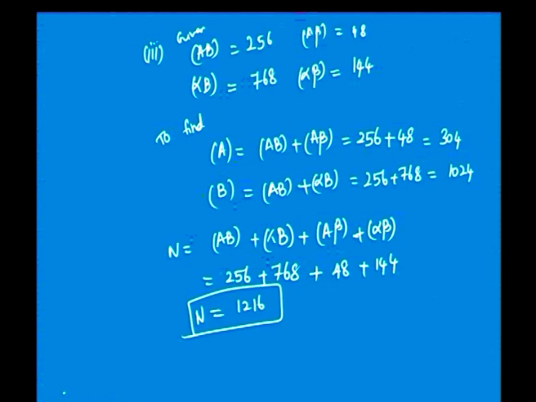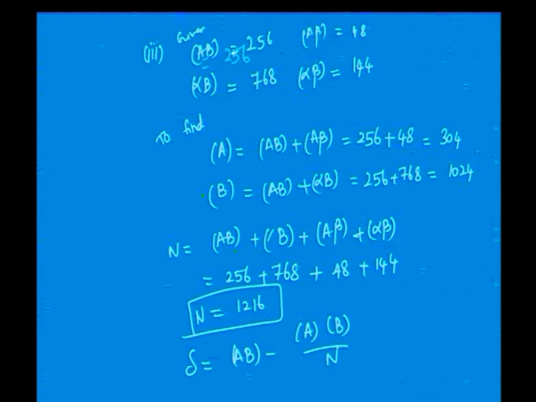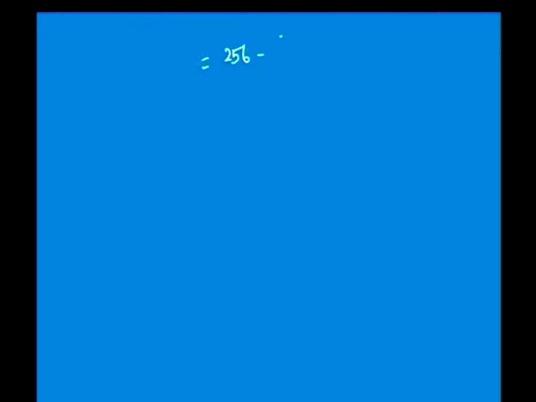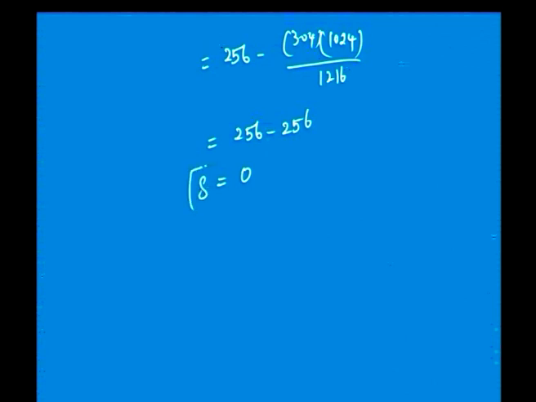Now, using all these values, we will use them in the formula for delta. Delta is equal to AB minus A into B by n. AB value is 256 minus A value is 304 into B value is 1024 by 1216. It is 256 minus 256, this is equal to 0. So, delta is equal to 0 implies A and B are independent.